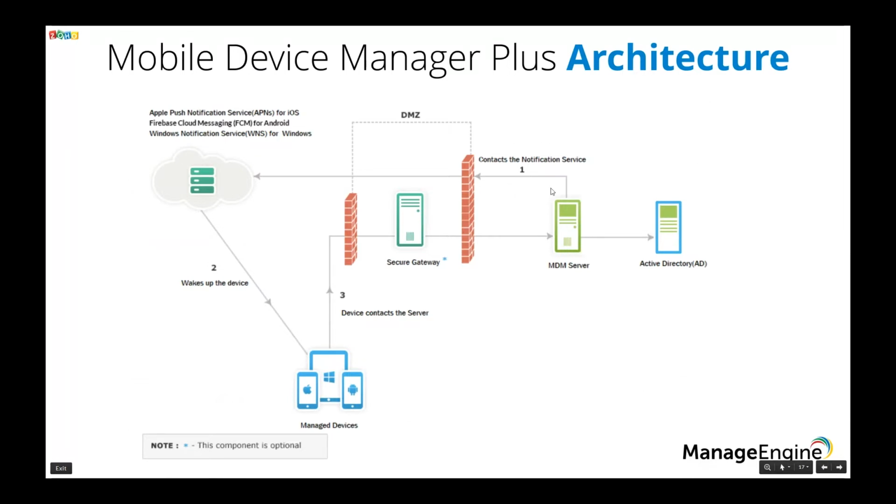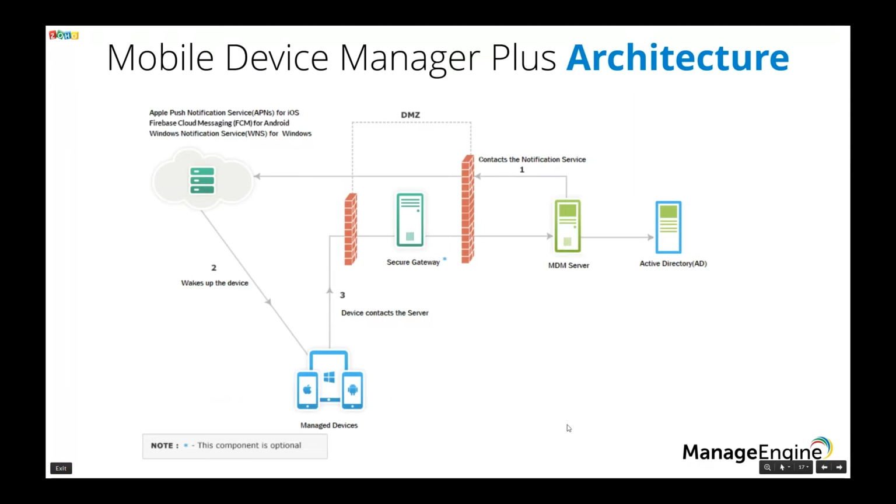When you go with the on-premise model, you need to make sure the internal MDM server is reachable to the device. If you don't expose your server to a public IP address or a NAT address, then the server will not be able to communicate. But if you don't want to expose your internal MDM, you can place an additional component called a secure gateway in your DMZ, which will redirect all the communication from the internet to the internal MDM server. So you can also place a secure gateway component for on-premise users.